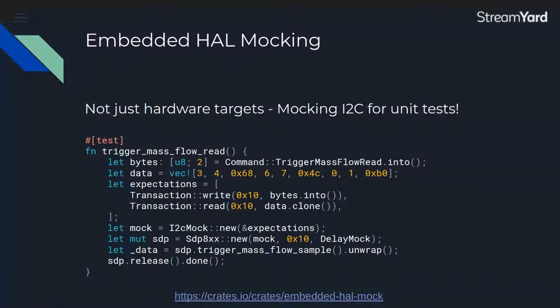And we can unwrap here. Usually unwrap is not a good thing, but in this case we are in a unit test. So if this fails, it would just lead to a failing test. And then we call this function SDP release, because we're still in idle state, since the trigger mass flow sample doesn't change the state. So the release is available in idle state, and it will just release all the resources that have moved into the device. And then we call done.